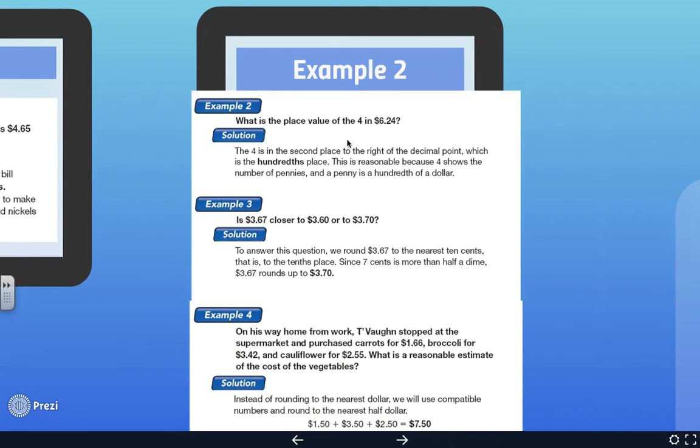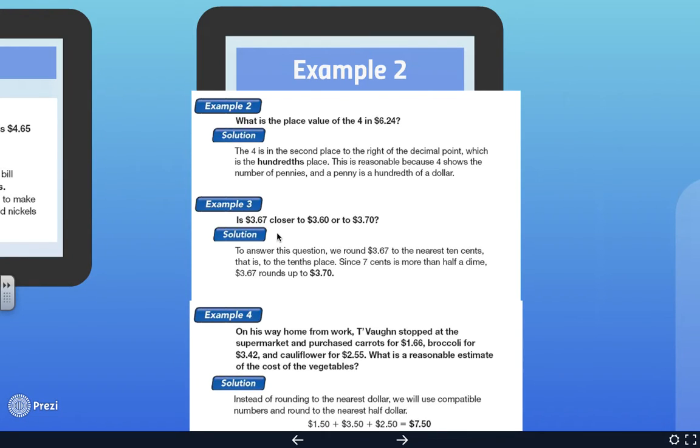Now, in example number 2, we want to find the place value of the 4 in $6.24. Remember, this is the ones spot where the 6 is, the 2 is in the tenths spot, and the 4 would be in the hundredths spot. So you just have to memorize that this is the tenths and this is the hundredths.